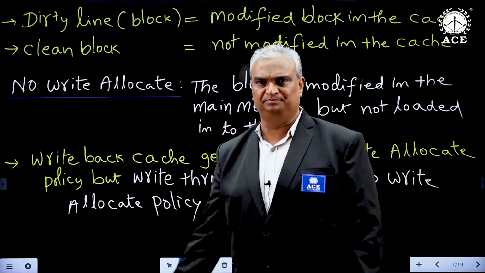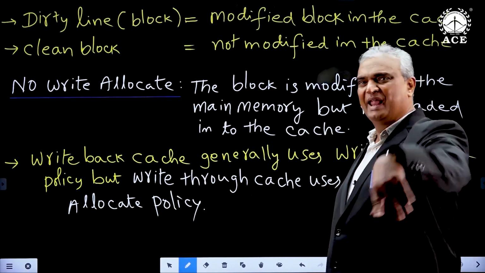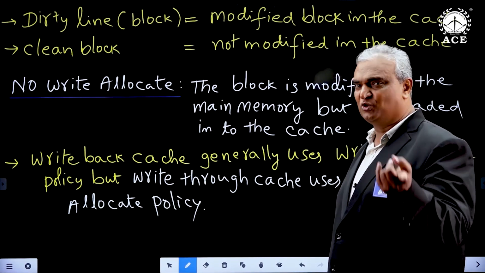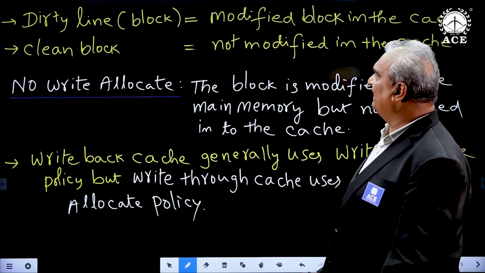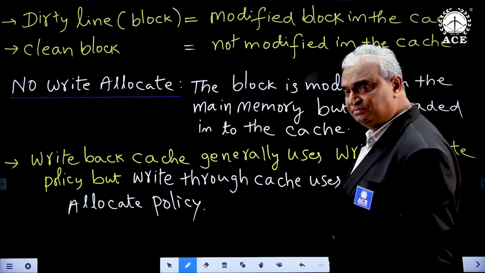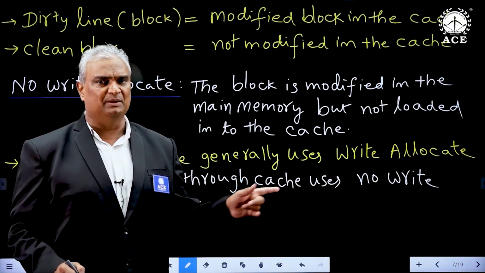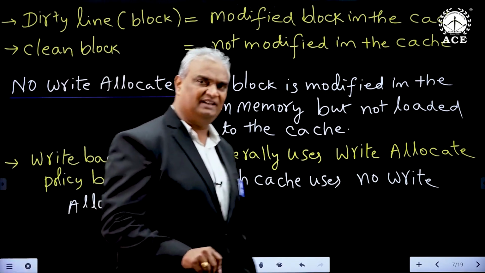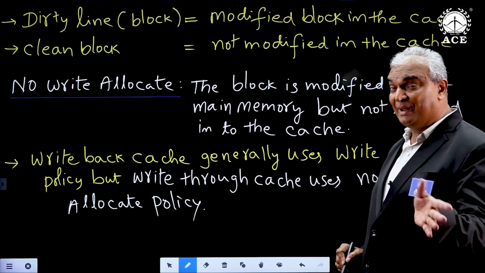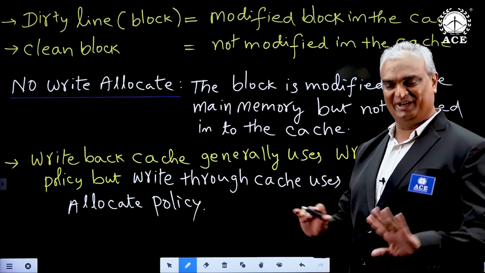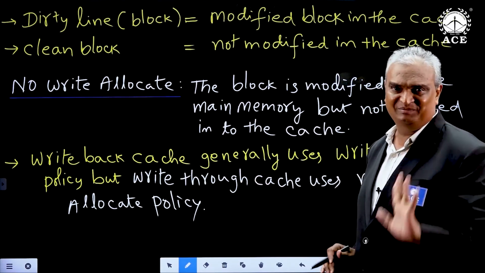Next, observe the statements. What is a dirty line? A dirty line means a dirty block. A cache block is also known as a cache line. What is a dirty line? A modified block in the cache. If a block available in cache memory is modified, it is known as a dirty block. What about a clean block? If that block is not modified, it is known as clean. Modified is dirty, not modified is clean.